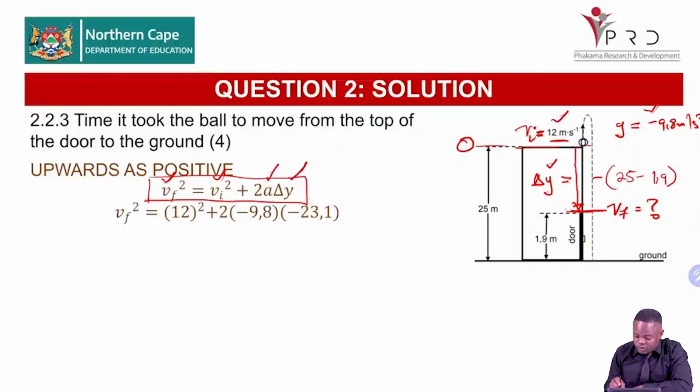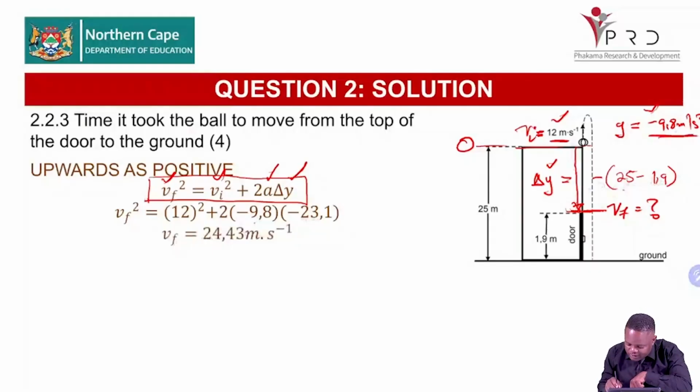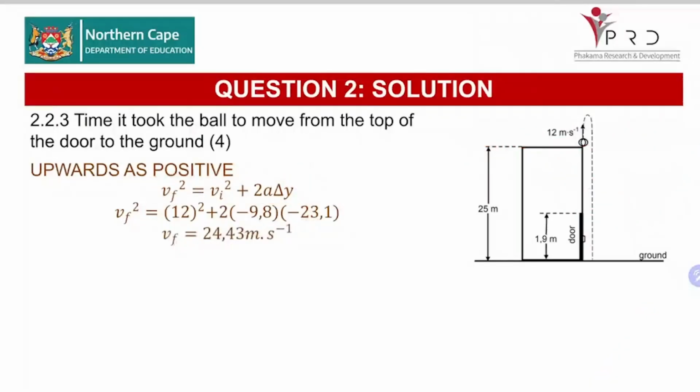Our initial velocity is 12 meters per second, and then we're saying our g is negative 9.8 meters per square second, and 25 minus 1.9 is giving us 23.1. But remember, we said this is negative displacement because we are in the opposite direction to our reference positive direction. So this gives us a final velocity of 24.43 meters per second. Remember, this is the velocity at the top of the door. Okay, it's getting more interesting.